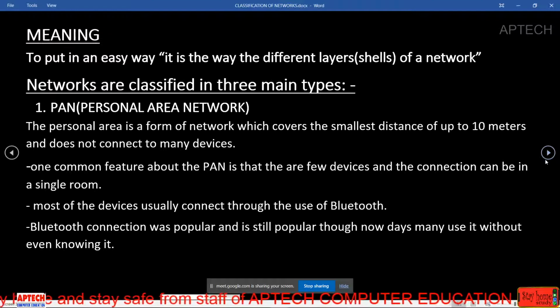Personal area networks are those networks which cover a distance of up to 10 meters. One common feature of the personal area network is that there are few devices and the connection can be in a single room, just like your rooms. Most of the devices usually connect through the use of Bluetooth, so that is also one thing you have to pay close notice to.